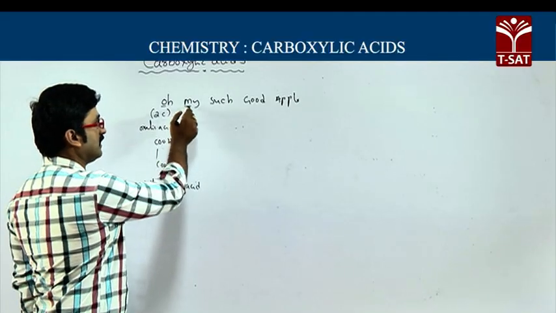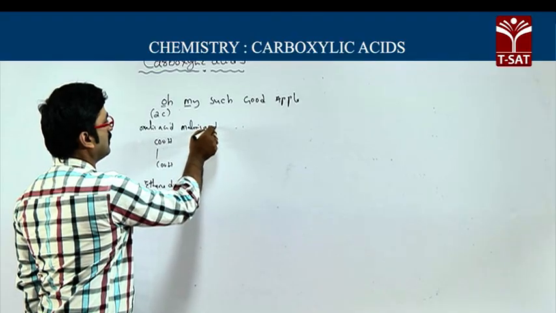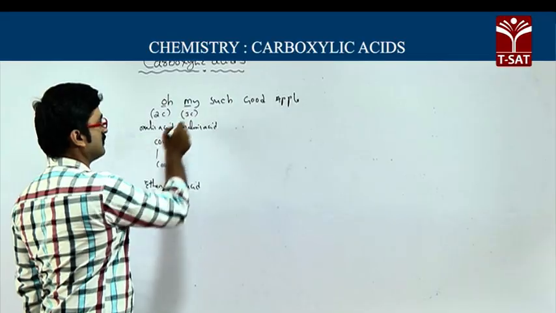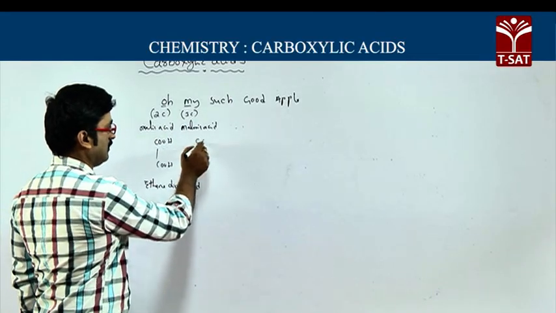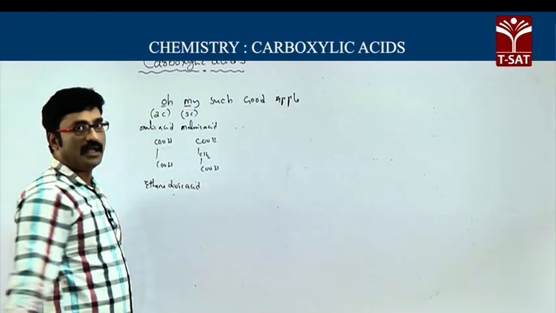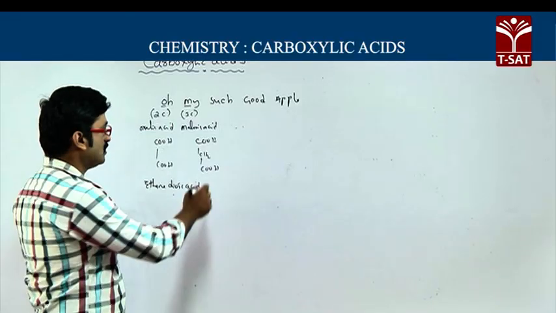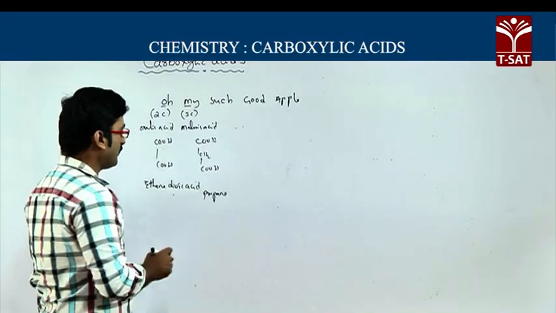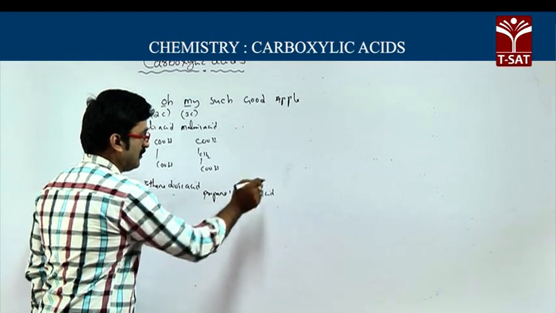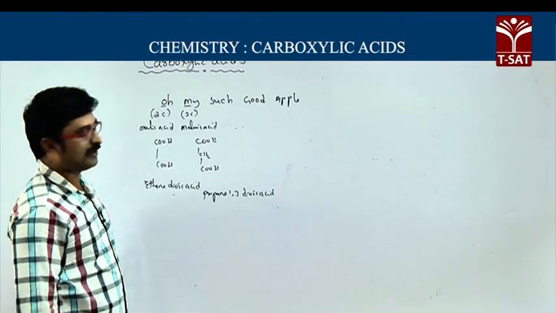And M is malonic acid. It is a dicarboxylic acid which contains 3 carbon atoms: COOH, CH2, COOH. How many carbons are there in this dicarboxylic acid? 3 carbons are there. So its IUPAC name is propane 1,3 dioic acid. Propane 1,3 dioic acid is the IUPAC name of malonic acid.